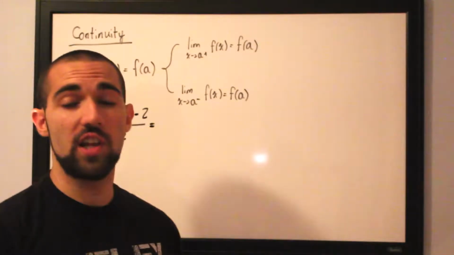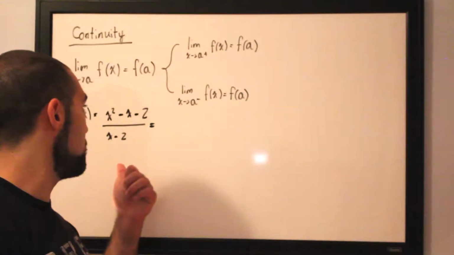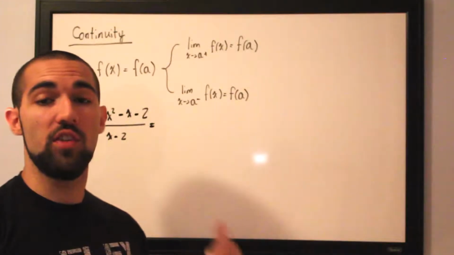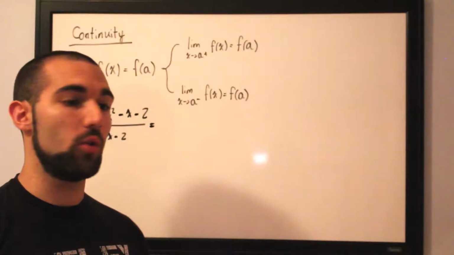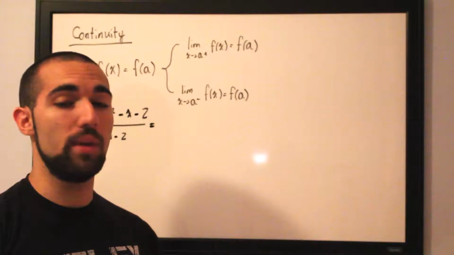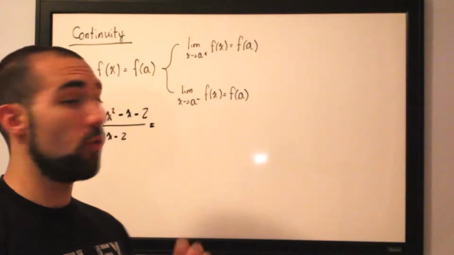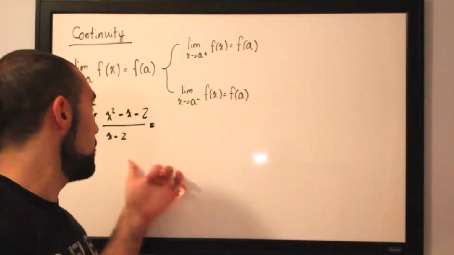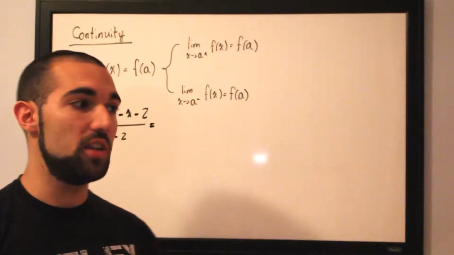Now this function looks like it may be discontinuous at x equals 2, because if you were to plug 2 into this function, it would look like the denominator is going to equal 0. Bam, we have a discontinuity right there. There's a hole in the graph. However, in cases like this you need to verify whether there are any common factors in the numerator and the denominator that can be cancelled out before you jump to the conclusion that this function is going to be discontinuous.